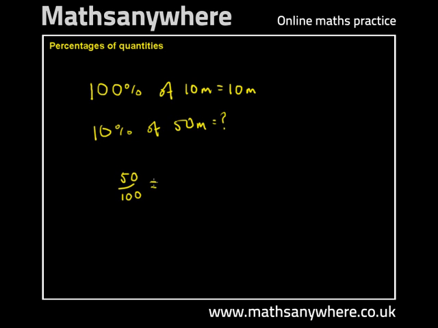We can simplify that fraction down. We can say 50 divided by 100, 50 over 100 is the same as 5 over 10. We can simplify it further because the top and bottom are divisible by 5, so that's the same as a half. So 1% of 50 meters is half a meter, or 0.5 meters.